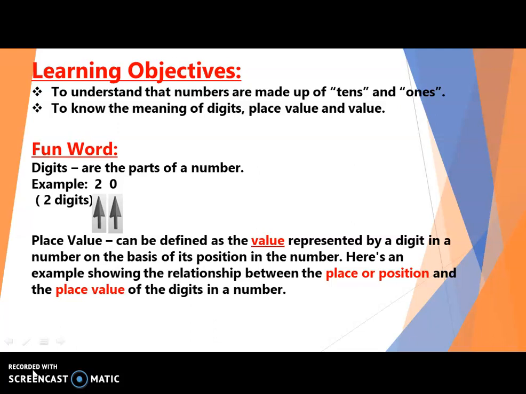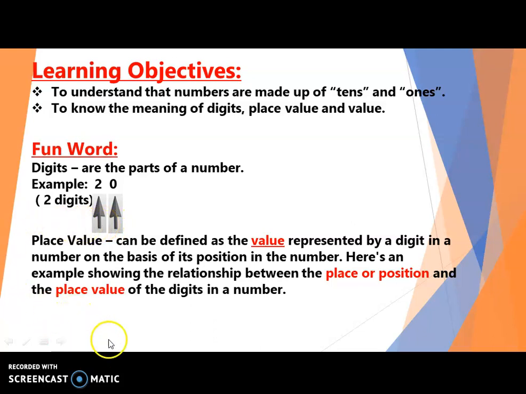So let us have first our fun words. First word is digits. What is a digit? They are the parts of a number. Digits are the parts of a number. For example, 20. 20 is made up of how many digits? It is made up of 2 digits: 0 as the first digit and 2 as the second digit.